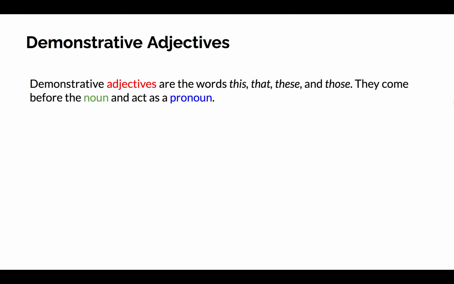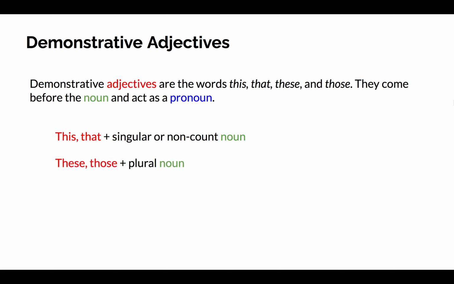Demonstrative adjectives. Demonstrative adjectives are the words this, that, these, and those. They come before the noun and act as a pronoun. A formula for a demonstrative adjective may look like this. This or that plus a singular or non-count noun. Or these or those plus a plural noun.